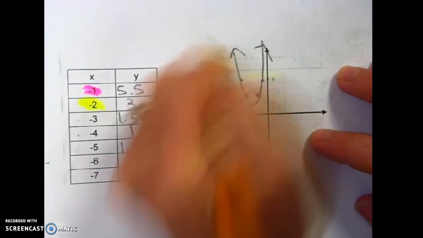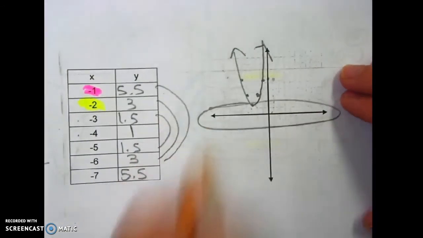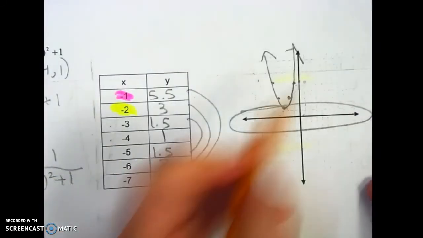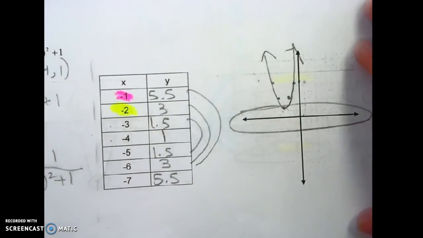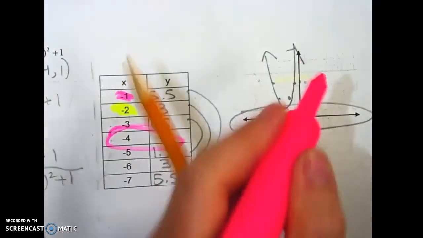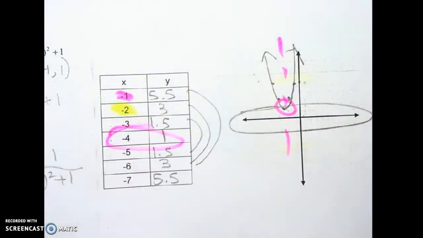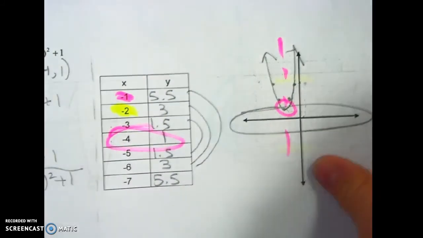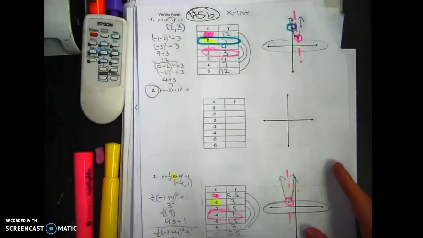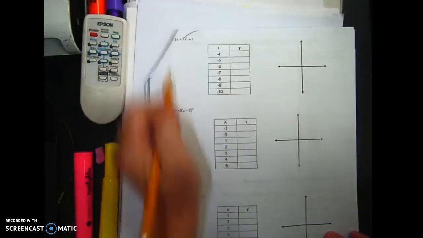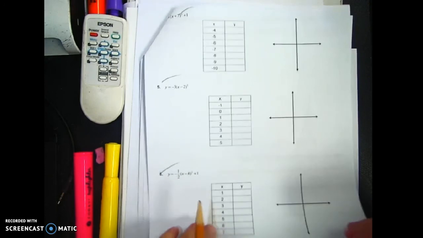You do this. You show that there's no x-intercept. You show that there's no y-intercept there. And then you make sure you circle the vertex and draw the axis of symmetry. So now I want to be clear what your homework is. Your homework is to finish number 2, 4, 5, and 6. Make sure you get that done.